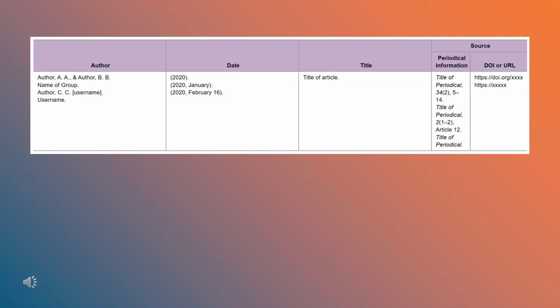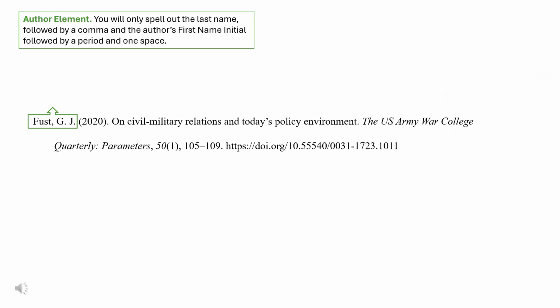This is the APA 7 template for periodicals. Let us break down each section. There are 4 elements. Think of it as 4 steps. I will use colors to add distinction between each of the elements. The first is the author element.